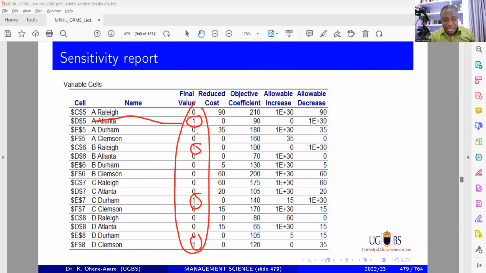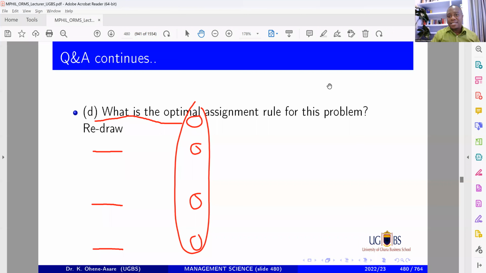Well, you can see from here that this is the coefficient of 90. So you know A should be sent to Atlanta. And if you look at B, B should be sent to Raleigh. If you look at C, C should be sent to Durham. And finally, D should be sent to Clemson. So everything has been well defined. Perfect. So if they ask you what are the decision variables, those that have final values of 1 are the answers. And on the basis of that, you can now calculate the total distance.